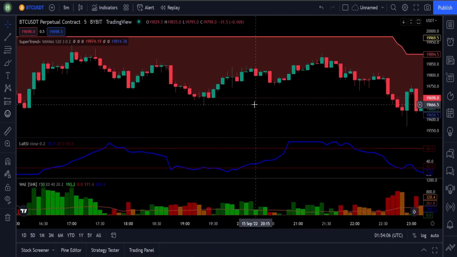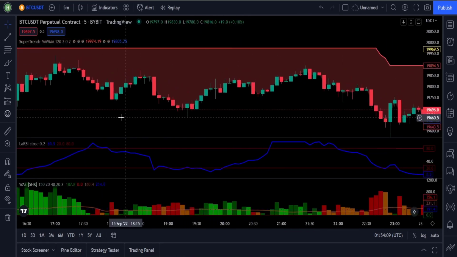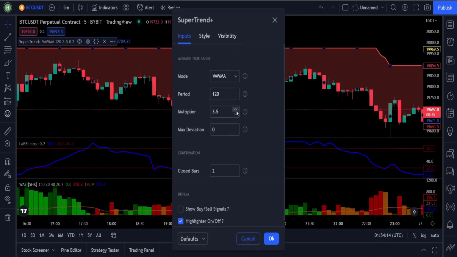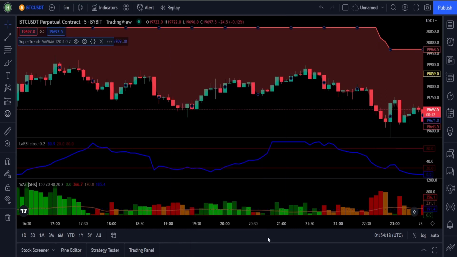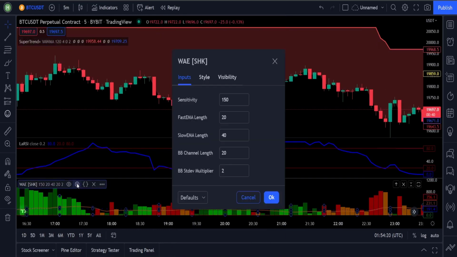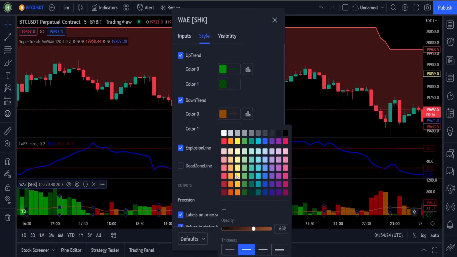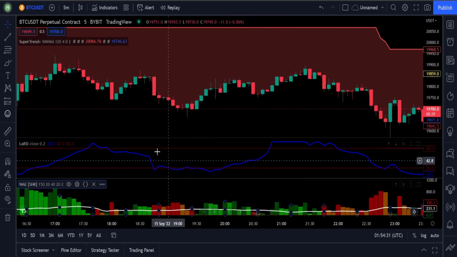Now we need to change the settings on these indicators. Here we'll go in Settings for Supertrend Plus, and change the Supertrend multiplier from 3 to 4. And now in Settings for Wada Attar Explosion, in the Style section, let's get rid of the dead zone and make the explosion line a bit more visible. Now our charts are set and we can get into the strategy.